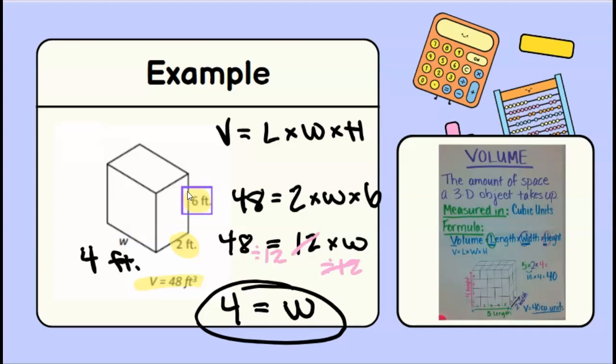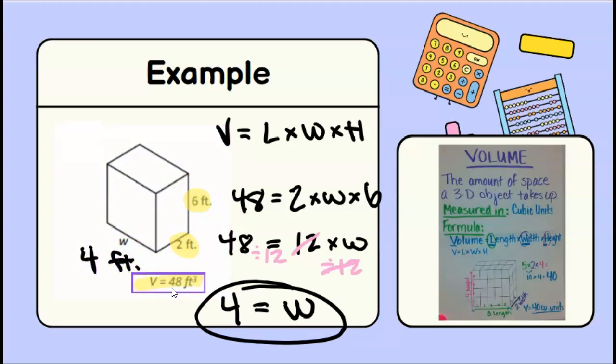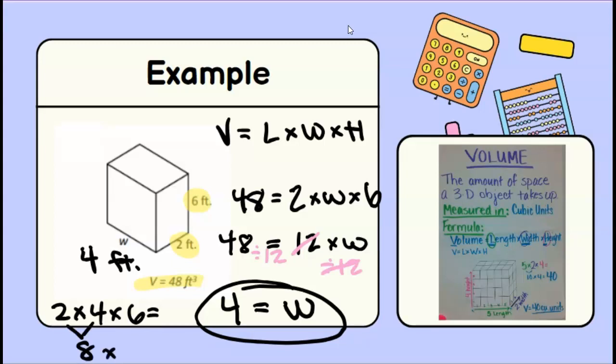In order to check my math, I can plug all these numbers back together, multiply them, and see if I get 48. So I'm going to do length, which is 2, times width, which is 4, times height, which is 6. I know 2 times 4 is 8, times 6. 8 times 6 is 48, which matches with the volume that I was given in the beginning.